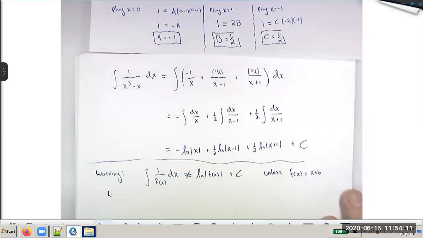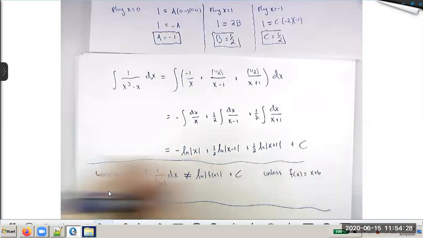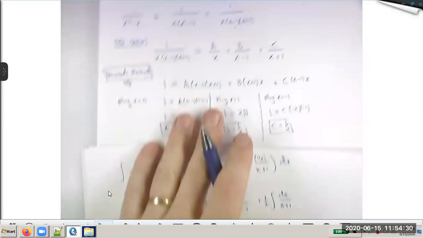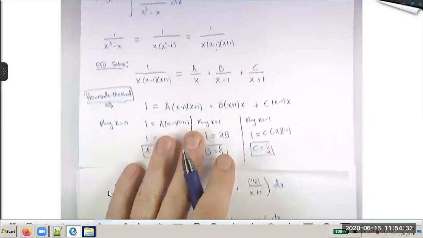It's a common trap to fall into, because you start seeing so many things like this show up, you start thinking, oh, everything works that way, but it's not true. I just want to insert that as a warning. The only functions for which this is true are linear functions whose slope is 1. All right. So that's the Heaviside method. That's the trick that makes PFD go faster.